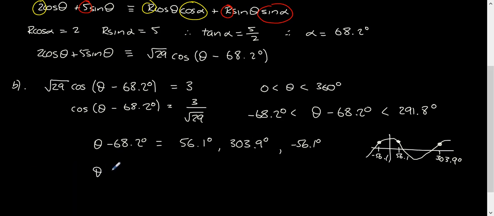So therefore theta, we're just going to add our 68.2 to each of these. 6.1 plus 68.2, and we'll find that one of them is outside the limits, but we've got 124.3 degrees. We'll do minus 56.1 plus the 68.2, which is 12.1 degrees. And if we do the 303.9 plus the 68.2, we're going to find a value that is outside of our limits, as the 303.9 was. I should have paid attention to that. So we have our 2 solutions for theta.